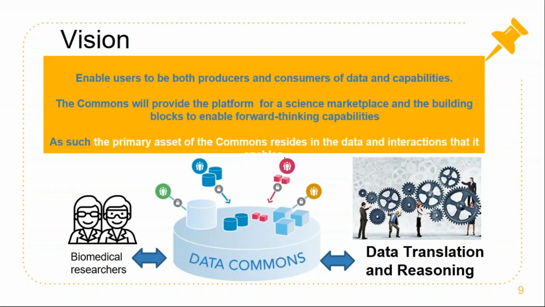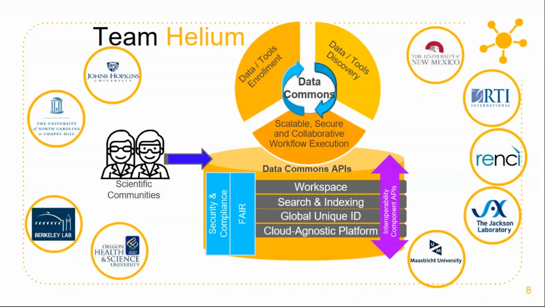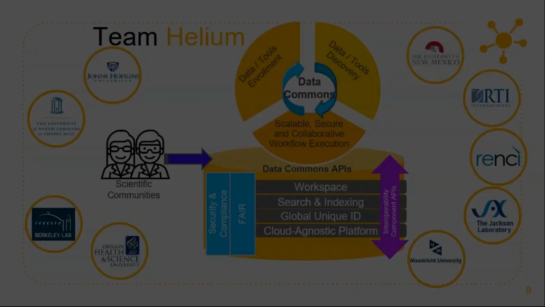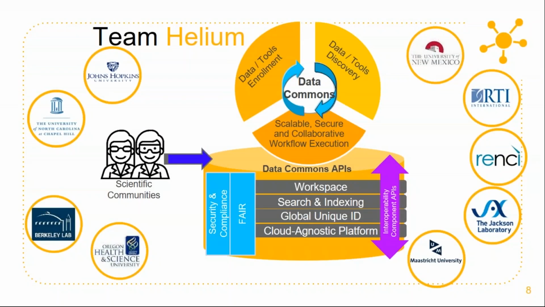There are 12 awards. We were all given element names. We didn't have a choice in ours, so we're Helium. I don't know if that means we're squeaky, but either way, we're Team Helium. We're composed of Hopkins, RTI, Lawrence Berkeley. Chris Mungall is our Lawrence Berkeley representative here today. Oregon Health and Science University, University of New Mexico, UNC, Renzi Jackson Lab, and Maastricht University.